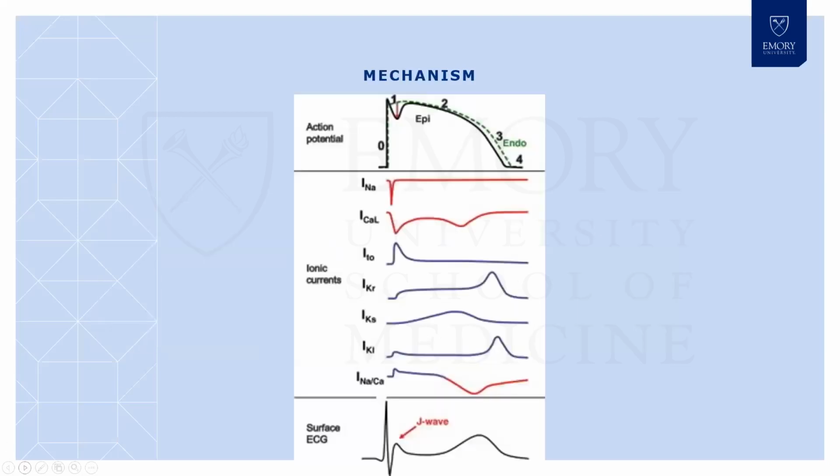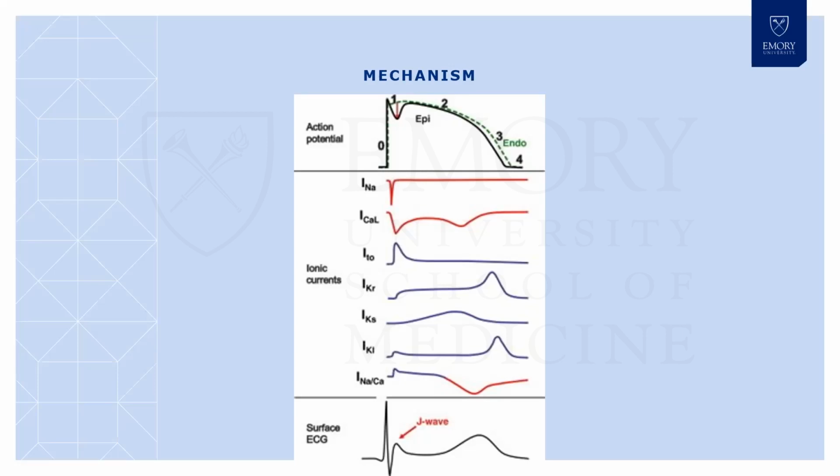So what is the mechanism for early repolarization? The truth is, it's not really known. It's thought to be similar to that of Brugada syndrome. So let's just go back and talk a little bit more about the cell action potential, because that's important to understand the mechanism.